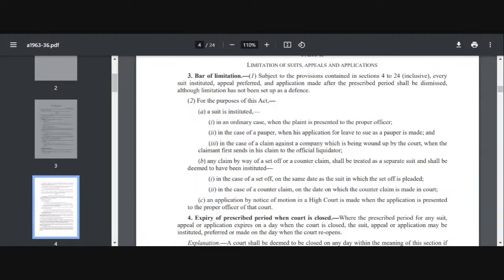Every suit instituted, every appeal preferred, and application made after the prescribed period has to be dismissed, although limitation is not set up as a defense. So even if you don't set up limitation as a defense, your suit, appeal, or application after a prescribed period is going to be dismissed by virtue of section 3 of the Limitation Act. Please see section 3 once.